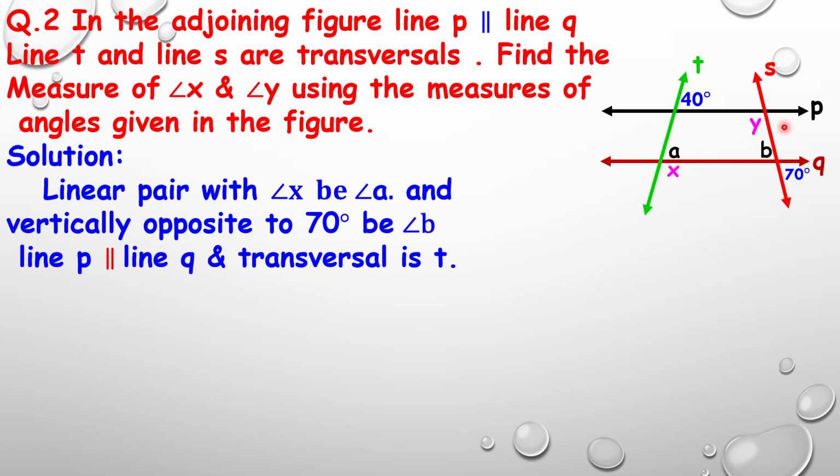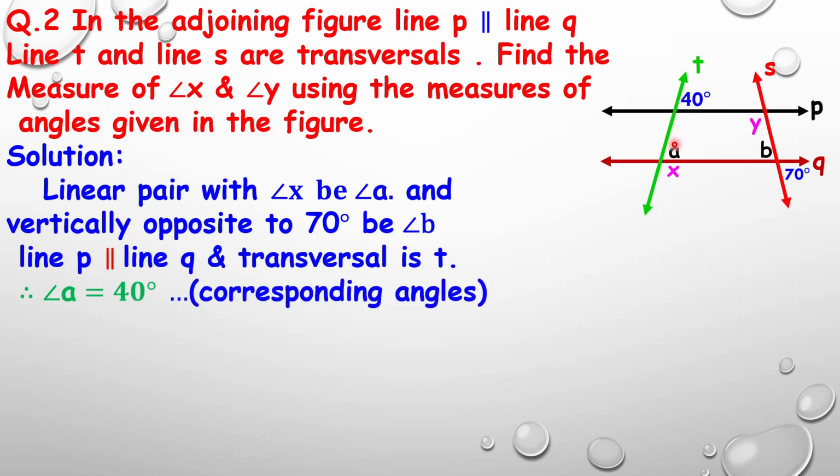If we have taken line P parallel to line Q and T is the transversal, observe the angles on transversal T. Here angle A and angle 40. What is the relation between this angle 40 and angle A? So angle A and angle 40 are a pair of corresponding angles. Corresponding angles are congruent. Therefore, angle A is equal to 40 degrees. Here the reason is corresponding angles.